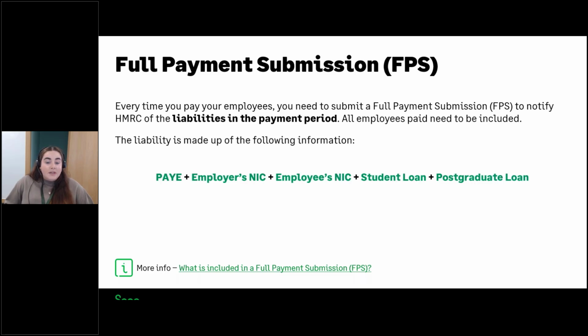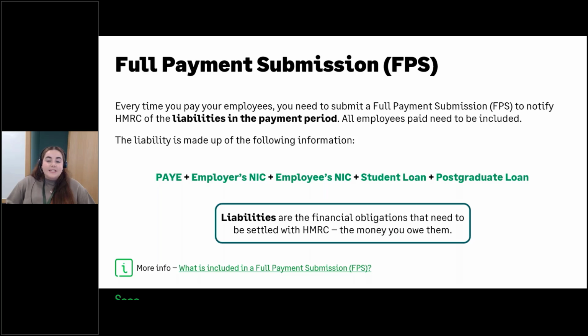The liability is made up from tax, so your PAYE, employers' and employees' national insurance contributions, student loan and postgraduate loan. And when I say liabilities in the payment period, what that's referring to is the amount of money that a business or individual owes HMRC. So it's essentially the money that you owe them.